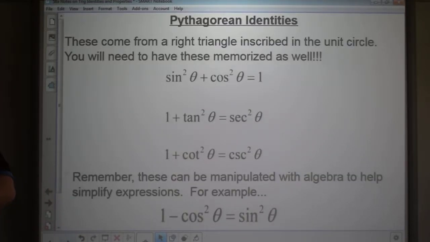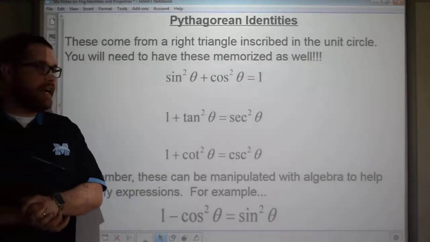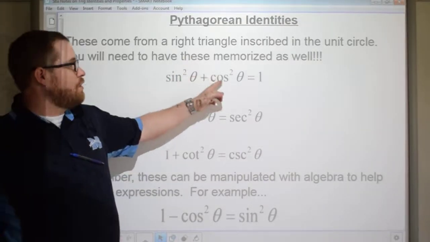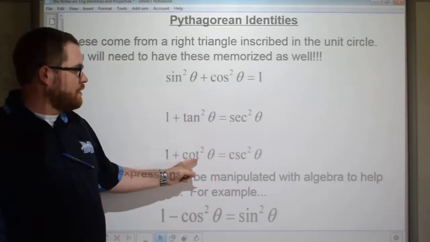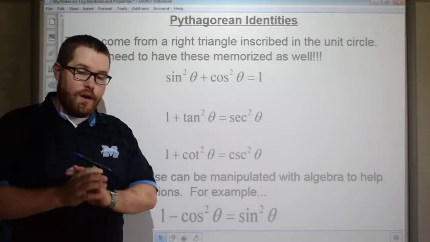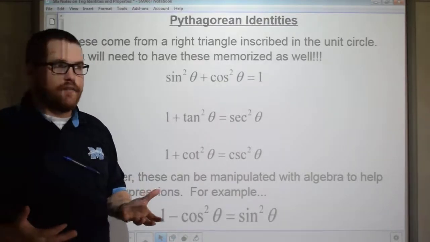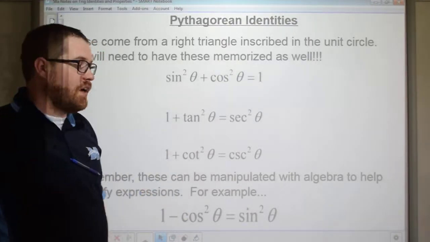Here are the big properties you have to memorize. These are called the Pythagorean identities. Sine squared plus cosine squared is 1. 1 plus tangent squared equals secant squared. 1 plus cotangent squared equals cosecant squared. You have to have these memorized. It's kind of like the Pythagorean theorem. Things you just have to know.